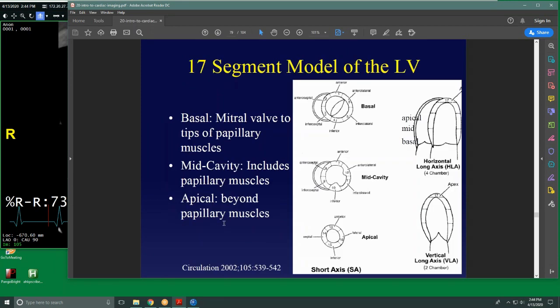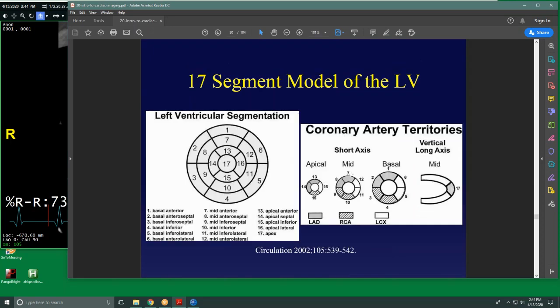Now, I will just mention this. You don't need to remember this slide here, but basically the walls of the heart are broken down into what are called segments that correspond to the typical vascular anatomy of the heart. And so basically, if you can say, oh, well, the anterior segments 1, 7, and 13, and the apex are not being perfused, that would correspond to the LAD. Okay, and of course the anterior lateral wall.